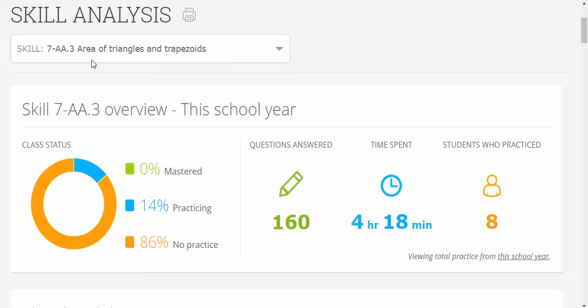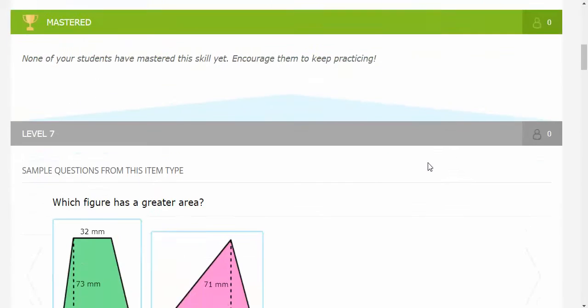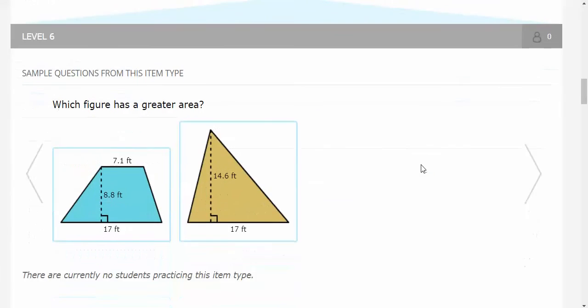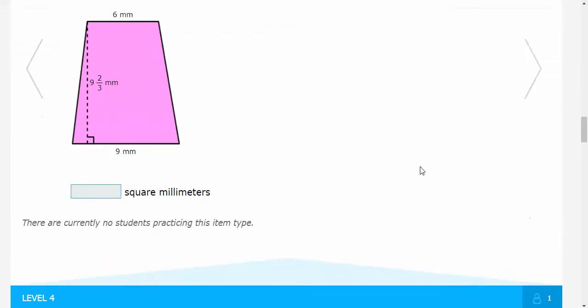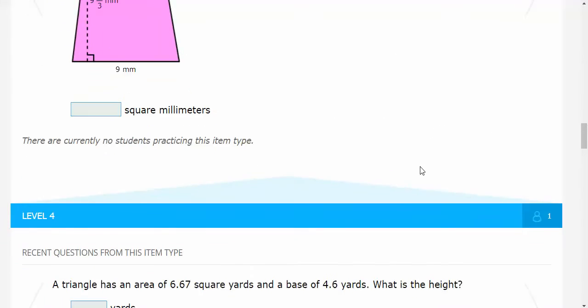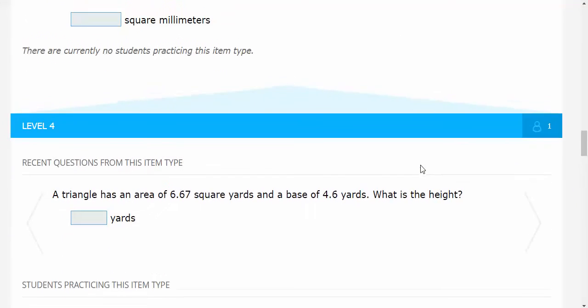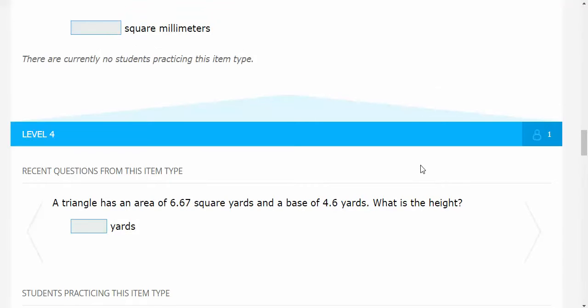Alright. Area of triangles and trapezoids. So what I'm going to do to help everybody out who seem to be struggling is I'm going to do some additional problems.